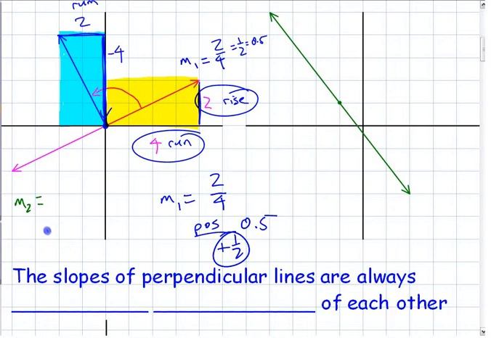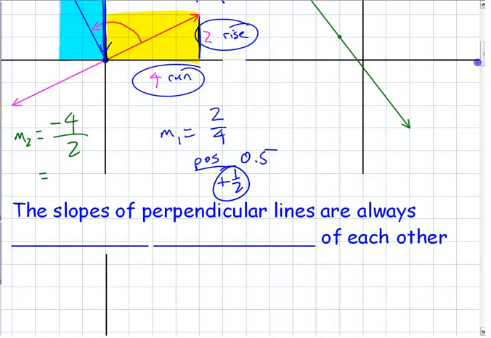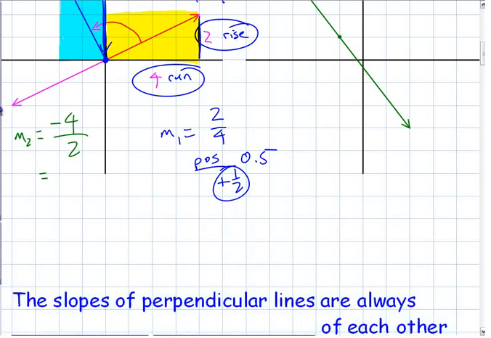What's the slope of this one going to be? For 2 across, it goes down negative 4. What does that work out to when you divide it? What do you get when you divide that? Negative 4 over 2 is negative 2, or negative 2 over 1. These two lines are perpendicular to each other. There's their slopes. That's the line that's highlighted in blue, and that's the line that's highlighted in yellow.